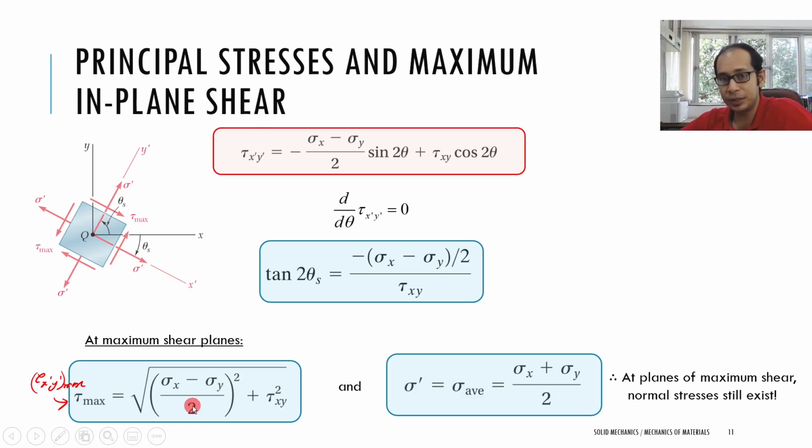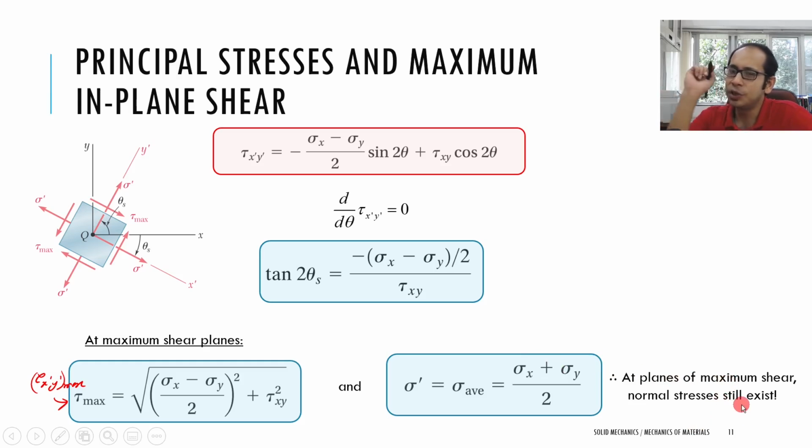Remember, we have seen this expression previously in the principal stresses, that last element, plus minus square root of (sigma x minus sigma y)/2 squared plus tau xy squared. That's the only thing that remains when you calculate your maximum stresses. And it so happens that in these planes where we have this maximum shear stress, your normal stresses do not vanish. Your normal stresses become equal to this average stress, (sigma x plus sigma y)/2, which is the average of the stresses in the original element, right? So at the planes of maximum shear, the normal stresses still exist.